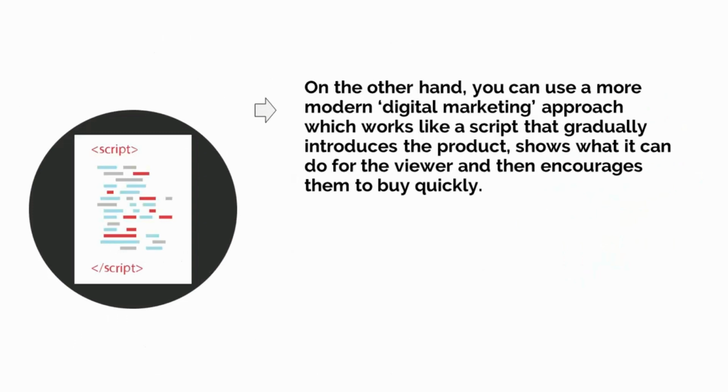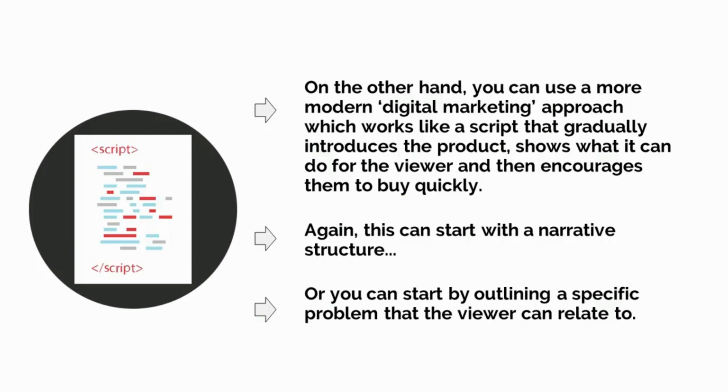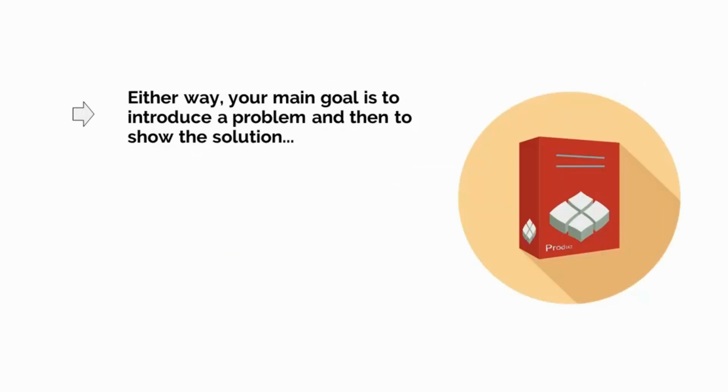On the other hand, you can use a more modern digital marketing approach, which works like a script that gradually introduces the product, shows what it can do for the viewer, and then encourages them to buy quickly. Again, this can start with a narrative structure, something like, "I once struggled terribly with money," or "weight loss." Or you can start by outlining a specific problem that the viewer can relate to, something like, "Are you tired of going on diets that never seem to lead anywhere?" Either way, your main goal is to introduce a problem and then show the solution, your product.